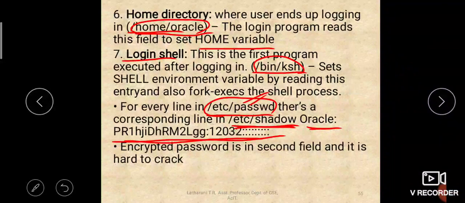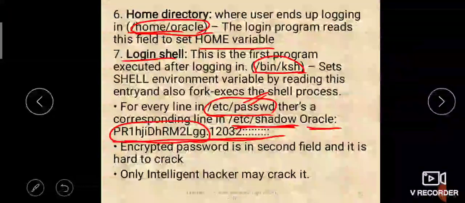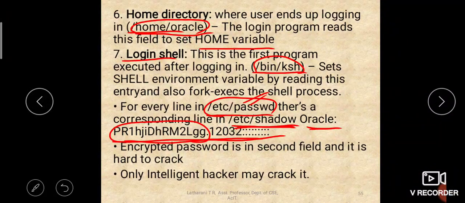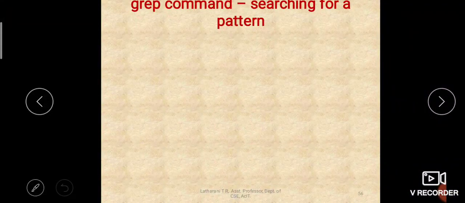The encrypted password is in the second field and it is hard to crack. See this one. This is the second field, which is the encrypted password, which is hard to crack, right? You cannot understand what that password is. It is converted to some other form. Only an intelligent hacker may crack it. Okay, that is about the etc shadow and etc password special files in Unix, which store the user profile information like the user details and the password details.